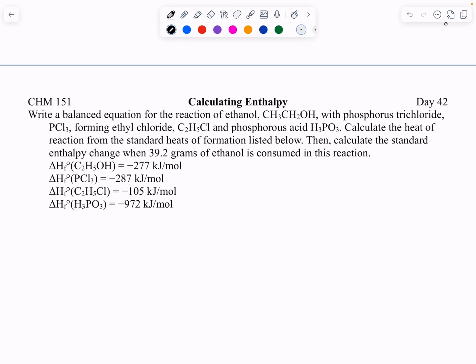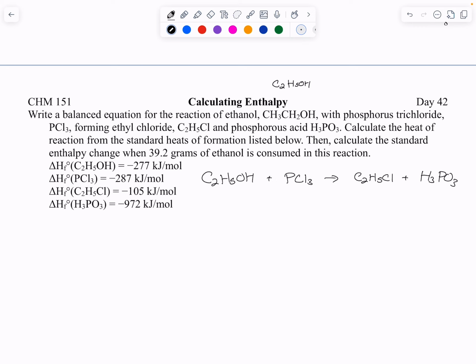So we have a balanced equation for ethanol. Now, this is kind of a mean problem. I'm going to write ethanol as C2H5OH, kind of like it is here. So we have C2H5OH plus PCl3, phosphorus trichloride, going to C2H5Cl plus H3PO3. Oh, man. This is almost considered a double replacement reaction.